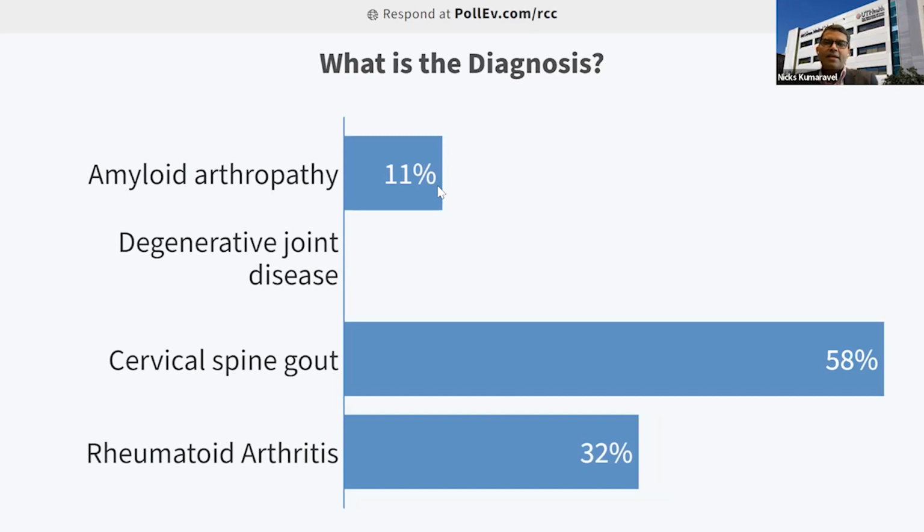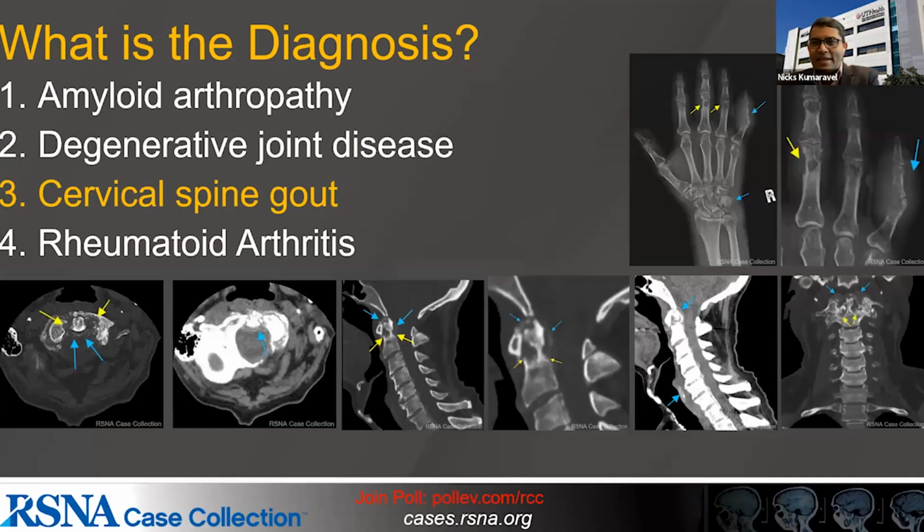All right, okay. So a dominant number of people, 58% of you, are going for cervical spine gout. Let's go to the next slide. 60% now. All right, the answer is absolutely correct. It is the cervical spine gout. And when you look at these different features, go to the next slide, please.